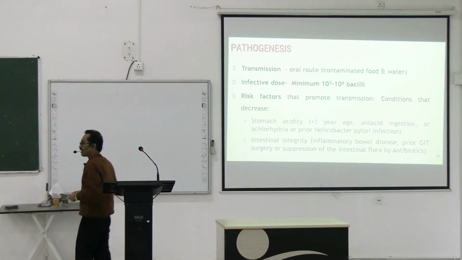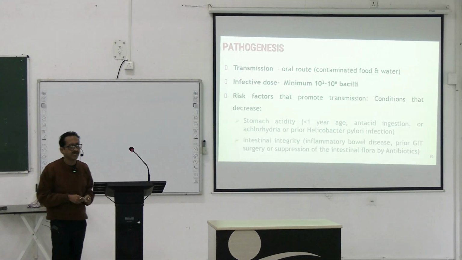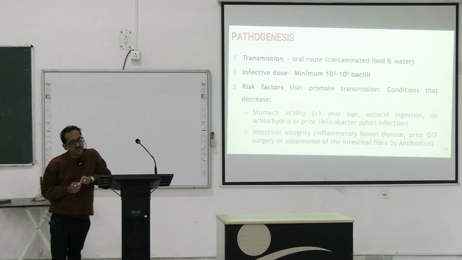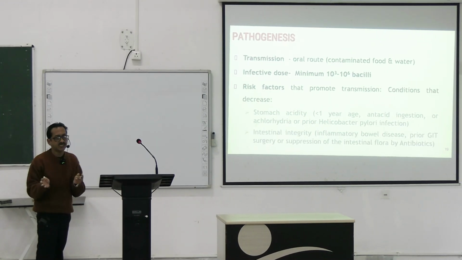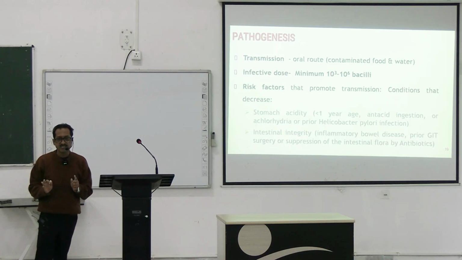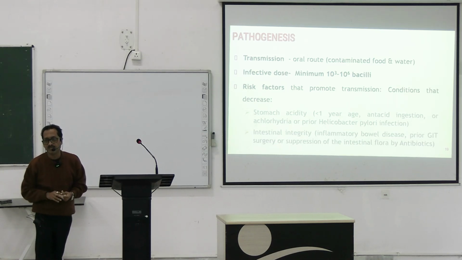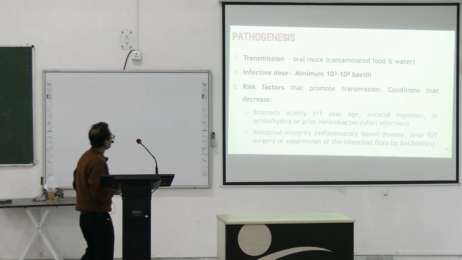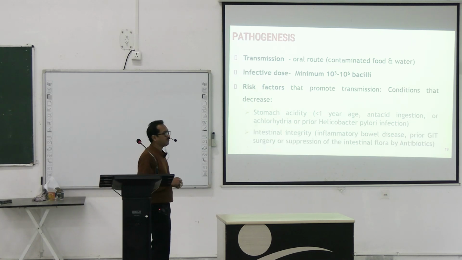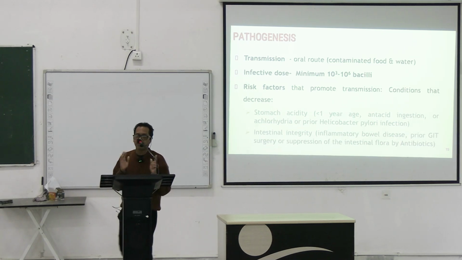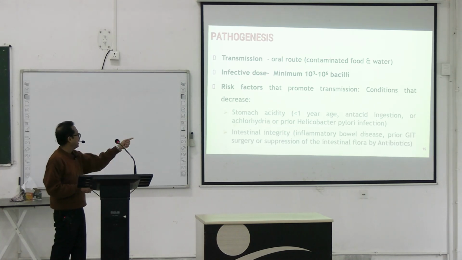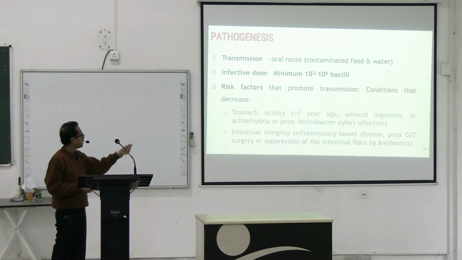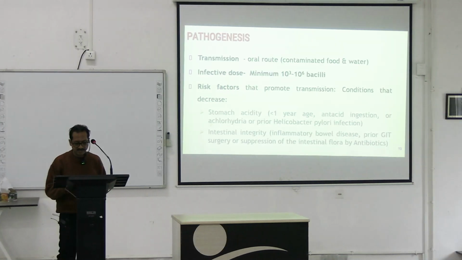If stomach acidity is low, achlorhydria, where acidity is low, there is a risk factor for Salmonella infection. Children less than 1 year of age, or those taking regular antacid or PPI, any acid decreasing agent, will be more prone to typhoid infection. And intestinal integrity, that means patients already having some intestinal disease other than typhoid, like inflammatory bowel disease, any GI surgery, or suppression of intestinal flora by antibiotics. So these are the common risk factors.